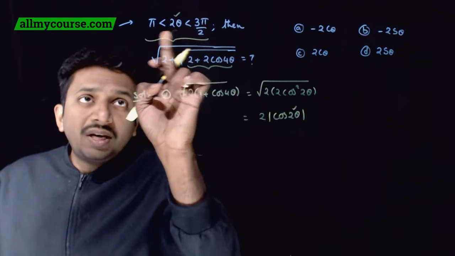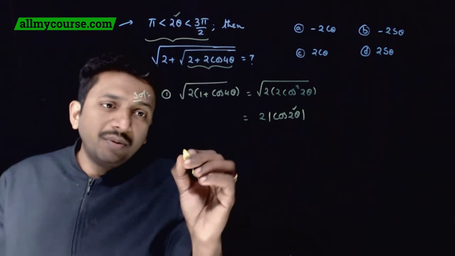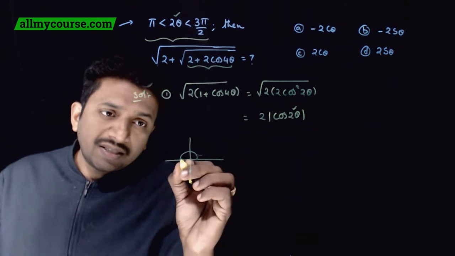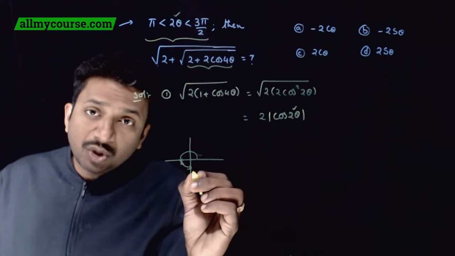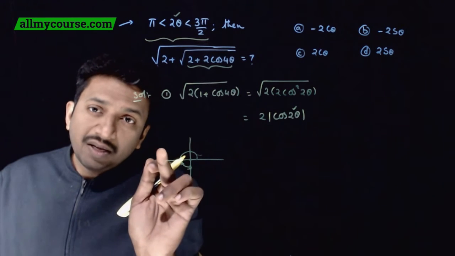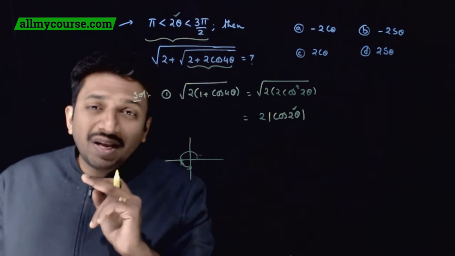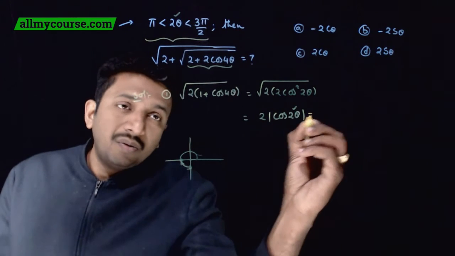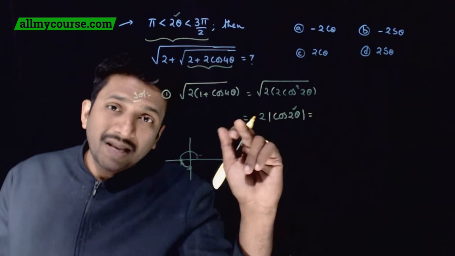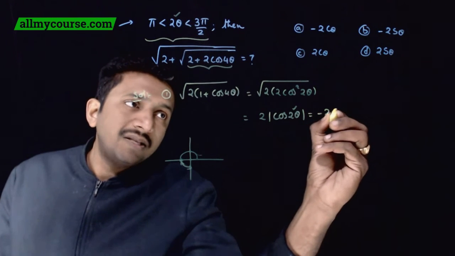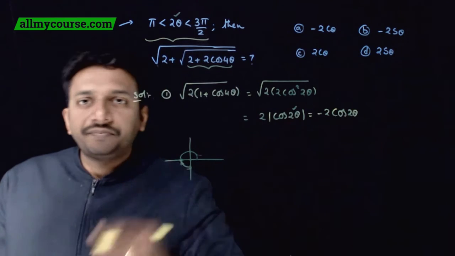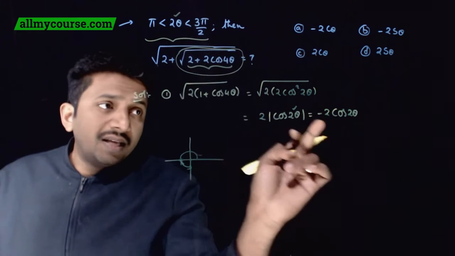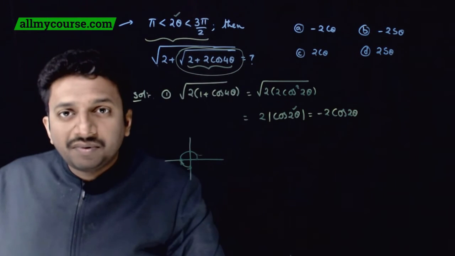So it's given that 2 theta lies between pi and 3 pi by 2. Pi is 180 degrees and 3 pi by 2 is 270 degrees. 2 theta lies between 180 and 270. That means 2 theta lies in the third quadrant. In the third quadrant, cos is negative. So mod of cos 2 theta is minus of cos 2 theta. So you get minus 2 cos 2 theta. So square root of this complete thing is nothing but minus 2 cos 2 theta.